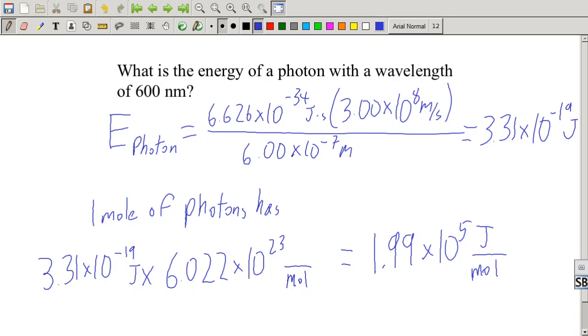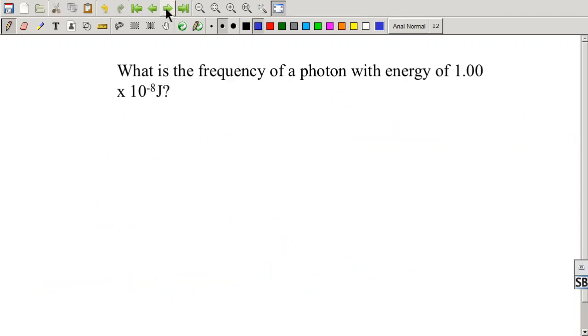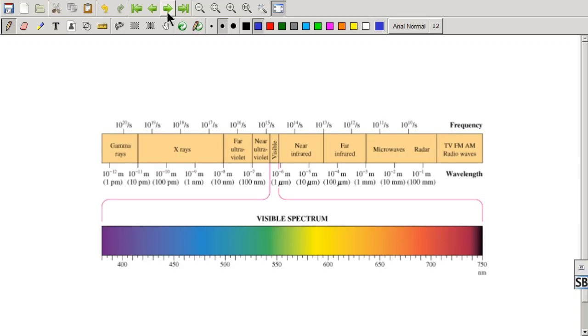Okay? And that's one of the things you want to think about. It's possible to transfer the energy. If a photon is absorbed, that means that the energy that it has is going to be absorbed by whatever takes it in. All right, so we can calculate that as well if we want to.